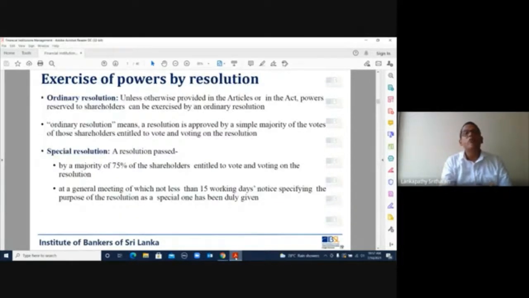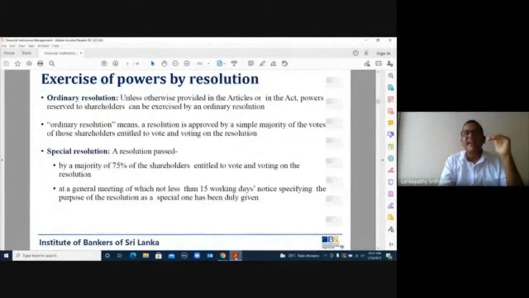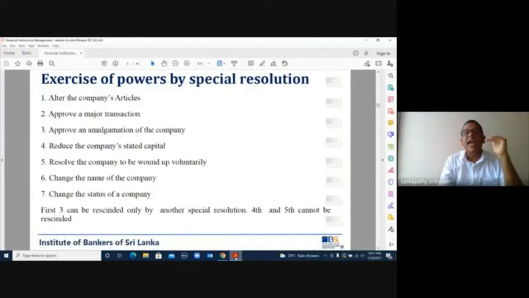So this is about the powers of the shareholders and how they exercise them. You can see that we have seen the circumstances, and then the ordinary and special resolutions, and then the powers: in what circumstances they have to exercise them with a special resolution, such as altering the company's articles, approving a major transaction, and all they have mentioned.